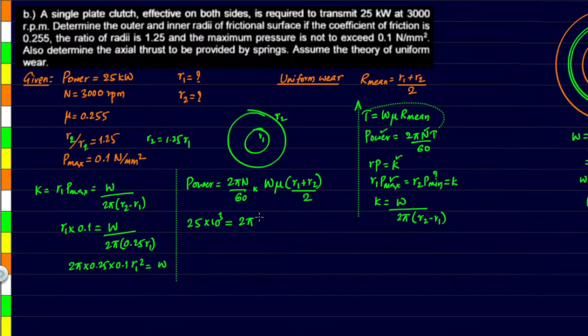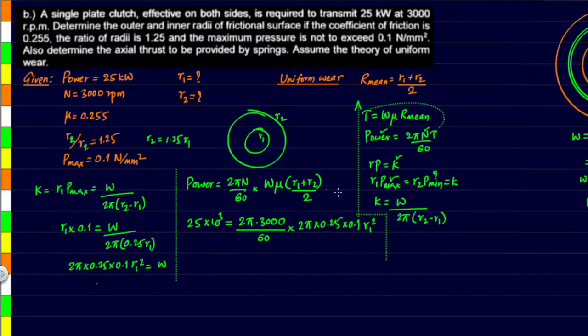So going back to this, you can see that the n value is 3000 divided by 60 into W. Now W is to be replaced by all this. Okay, so it's becoming a very big equation. So 2 pi into 0.25 into 0.1 into R1 square.